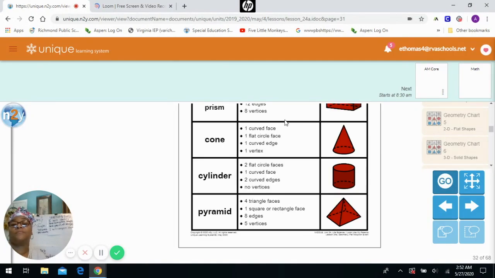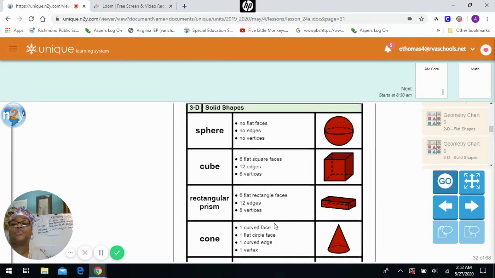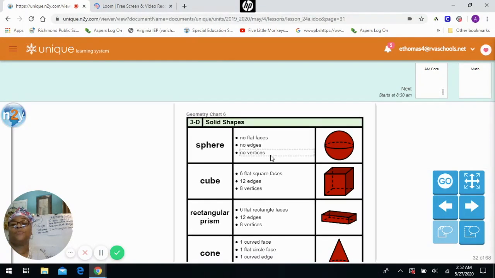One more chart. Now this is a solid shapes. Solid shapes, when you get to what's the first one? A sphere. What does a sphere look like? It looks just like a ball. A sphere is a ball. Has no flat faces, no edges, and no vertices. So it's a ball. That's a sphere.